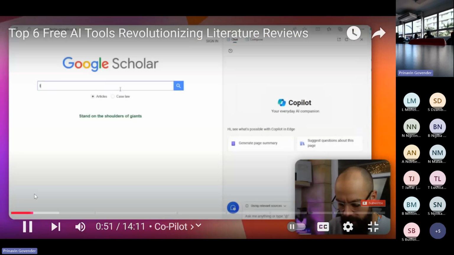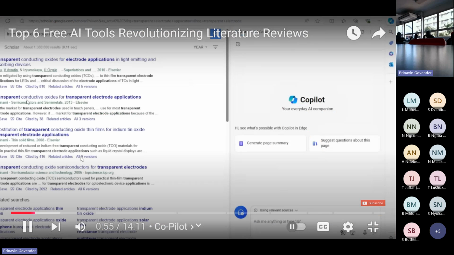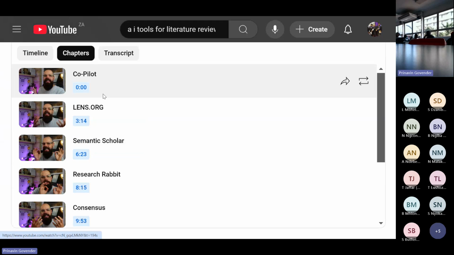So here, let's go in and have a look at Transparent Electro. There we are. Let's just say applications. And then we've got all of these ones. So then I can start going, okay, well, let's have a look at this one at the top. And so there's Copilot, there's lens.org, there's Semantic Scholar, Research Rabbit. From this page, let's do Copilot.